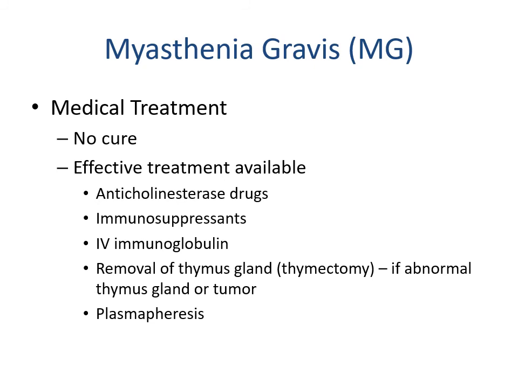So unfortunately, with autoimmune diseases, there is no cure, but we do have some effective treatments. So we have anticholinesterase drugs, immunosuppressants, which we use consistently with all autoimmune disorders, and IV immunoglobulin. Now, if it is one of those 10 to 15% of rare cases, we have removal of the thymus gland, or a thymectomy, as an option. And then plasmapheresis, where we're basically filtering your blood through fancy coffee filters to remove those antibodies that would be attacking your body.